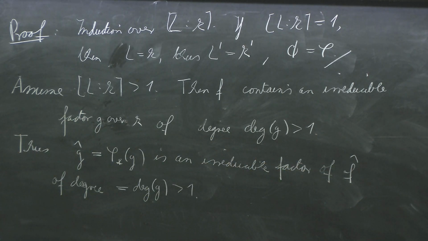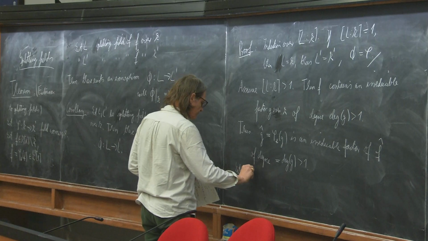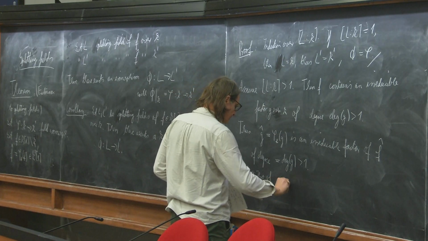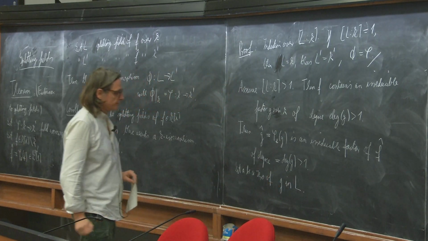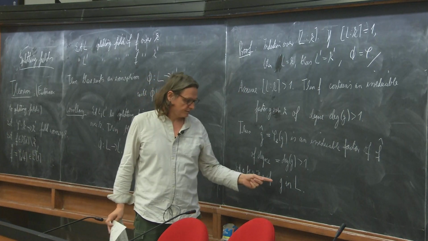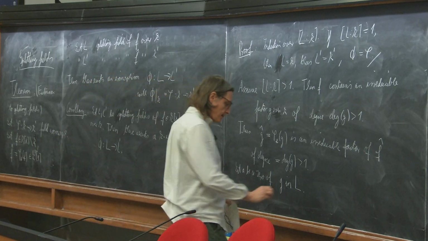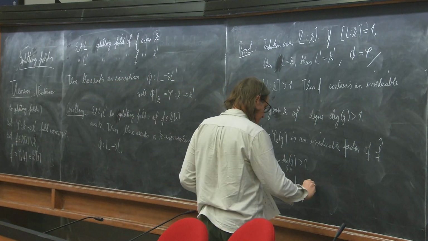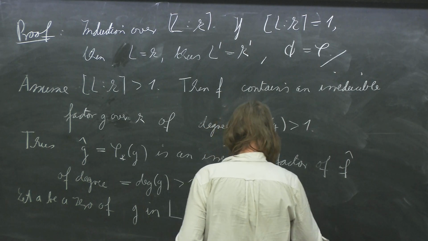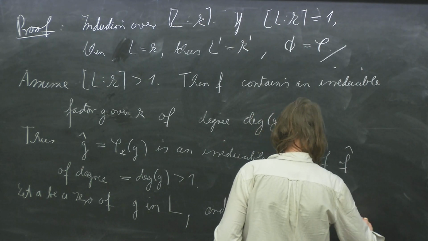So now we take a 0 of this thing. So let A be a 0 of G in L. So if it's a splitting field of our F, all the factors of F must split into linear factors. And A prime is a 0 of G hat in L prime.